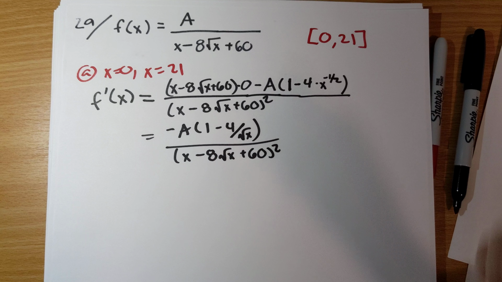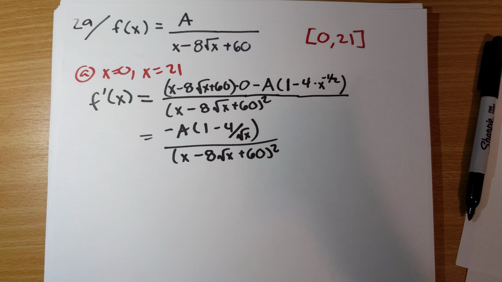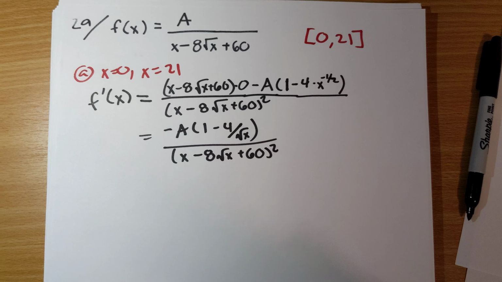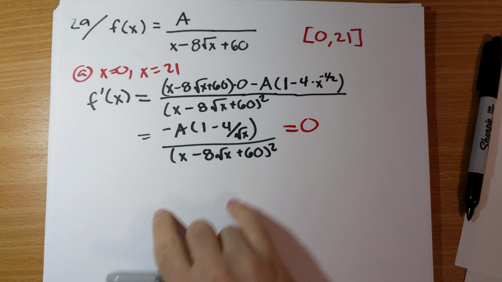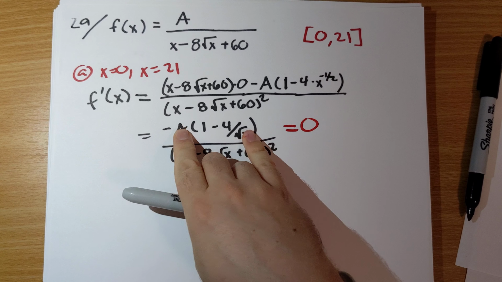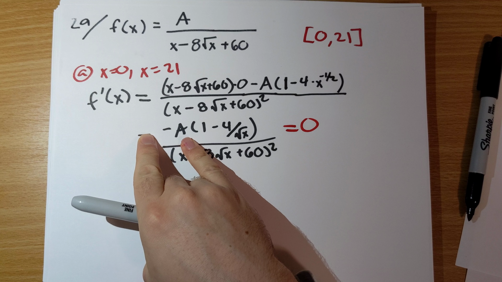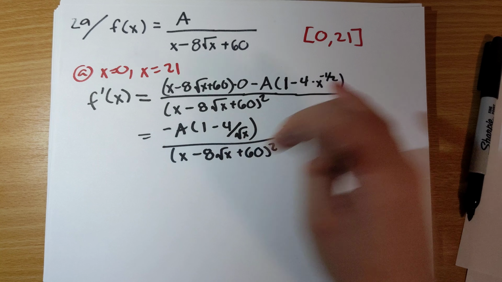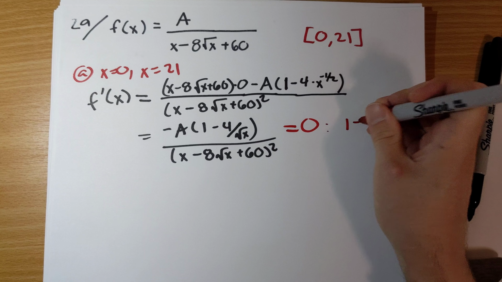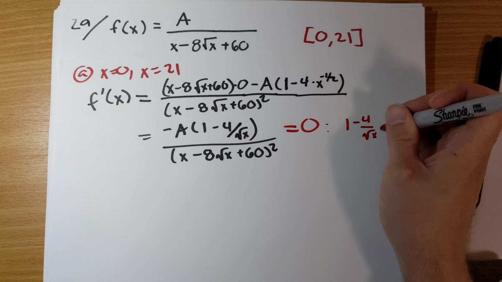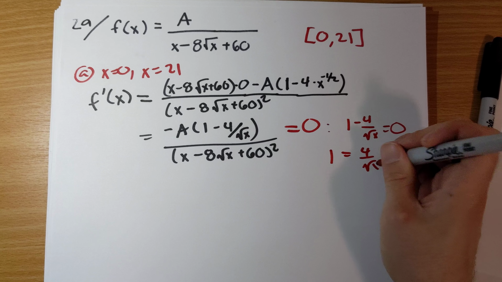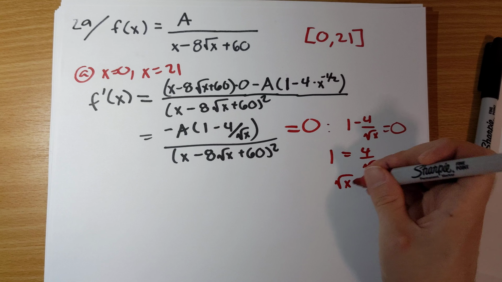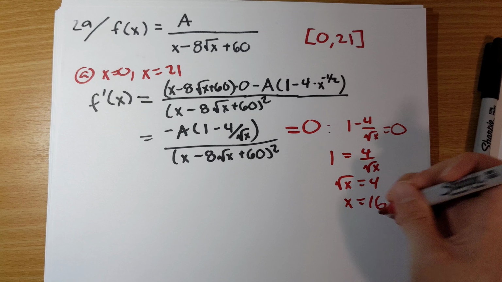Okay, so two possibilities. This could be 0 or this could be undefined for critical points. If this is equal to 0, then we care about the numerator equal to 0. We're told a is a positive constant, so let's cut right to 1 minus 4 over square root x equal to 0. So 1 is equal to 4 over square root x. Cross multiply, square root x is equal to 4. That's x equal to 16.